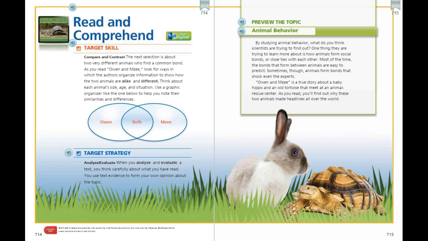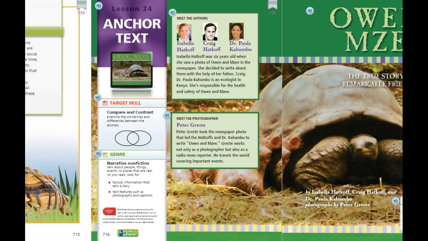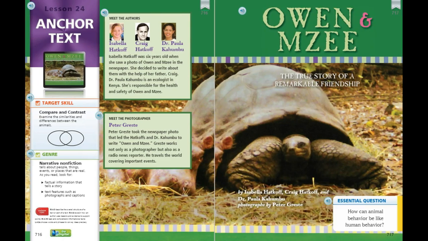Owen and Mazzei is a true story about a baby hippo and an old tortoise that meet at an animal rescue center. As you read, you'll find out why these two animals made headlines all over the world. If you turn the page, you have our cover page for this story. There are 3 authors there, and you can read more about them and the photographer by reading the boxes here on page 716. We have our target skill Venn diagram here, reminding us to look at the similarities and differences between Owen and Mazzei.